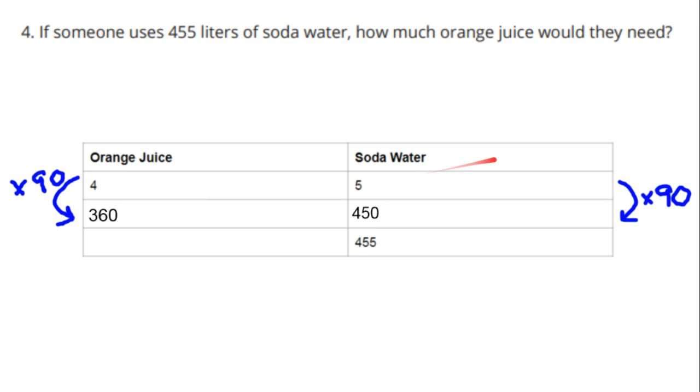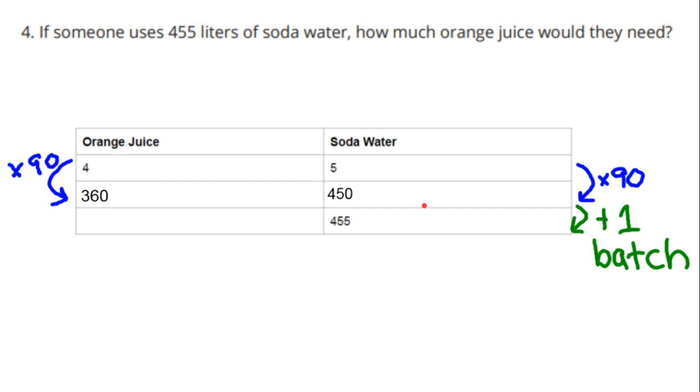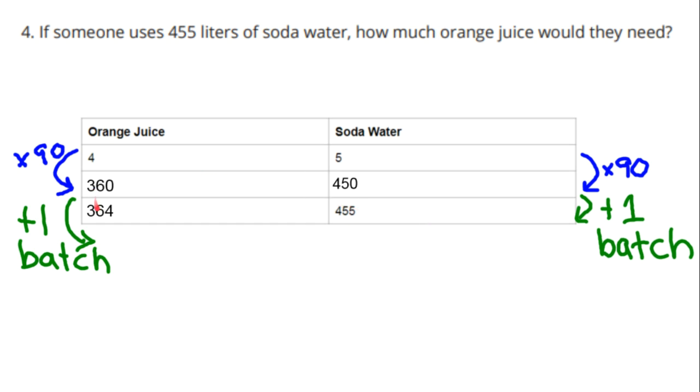In my head, I knew that 5 times 9 is 45, so 5 times 90 is 450. Multiply this side by 90, multiply this side by 90. And now I'm going to add one more batch to get to my 455. If I add a batch, or add 5 more liters of soda water, I'm going to be adding 4 more liters of orange juice, okay, one more batch.